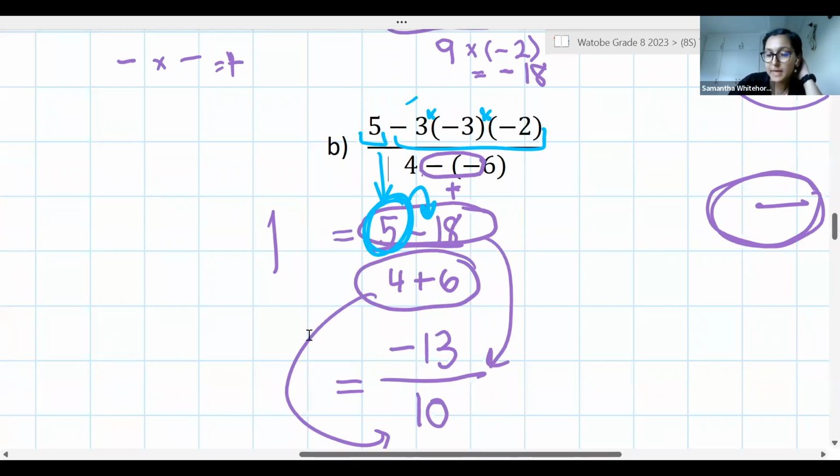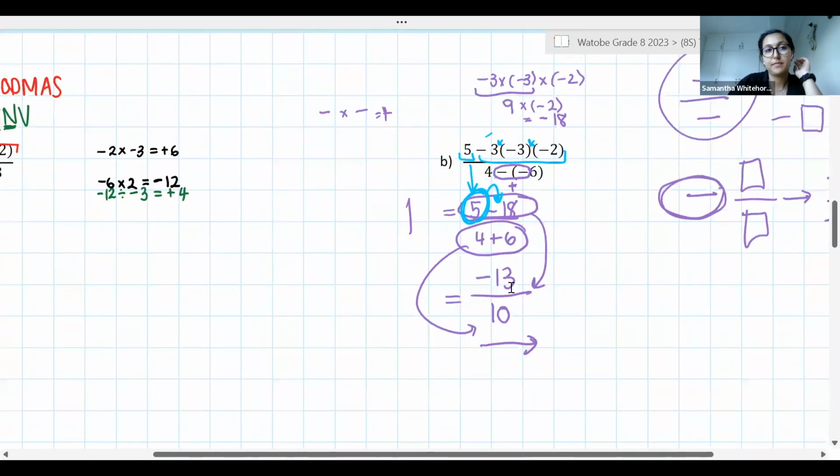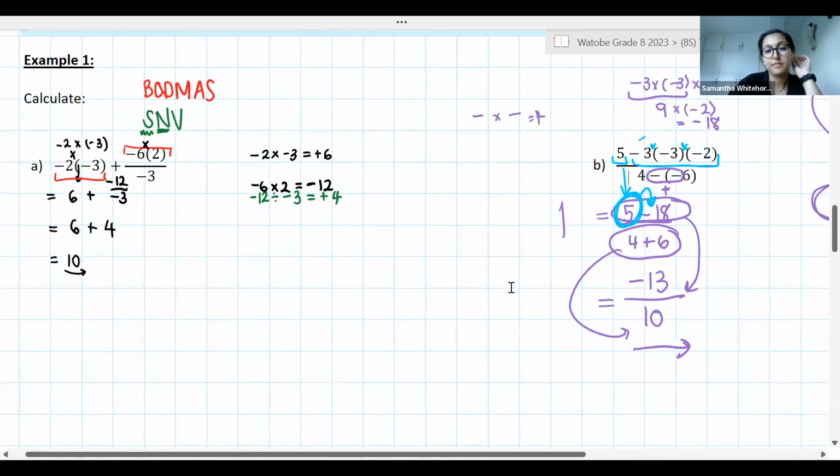Yes, ma'am. I do not understand the equation on B. I do not understand it is 5 minus -3 and the brackets and -3. I do not understand, ma'am, how we are doing it.